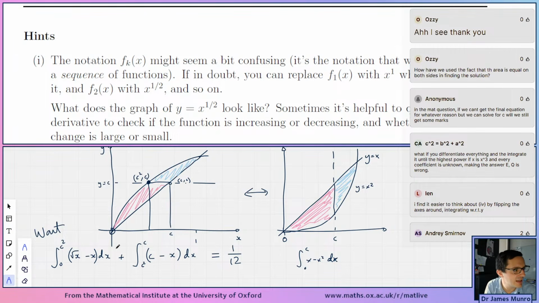Oh, and a question in chat: if we can't get the final equation for whatever reason, but we can solve for C, do we still get some marks? Yes.